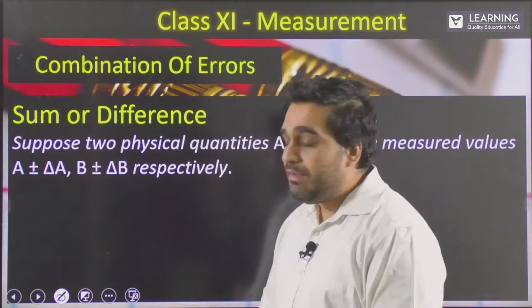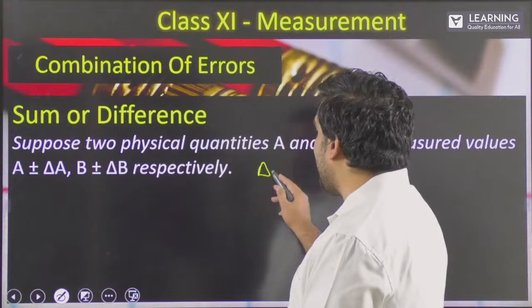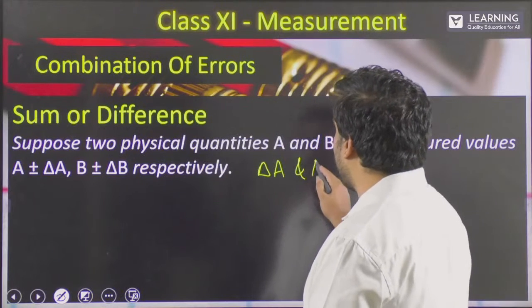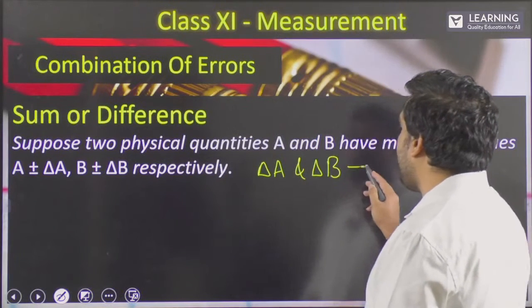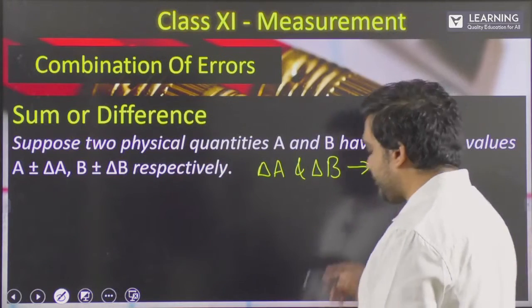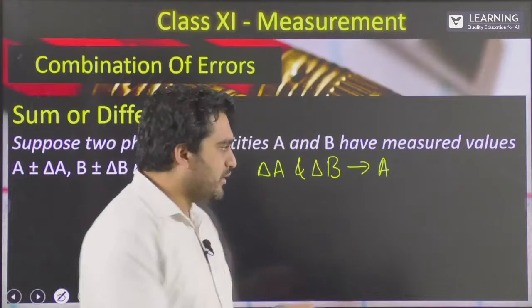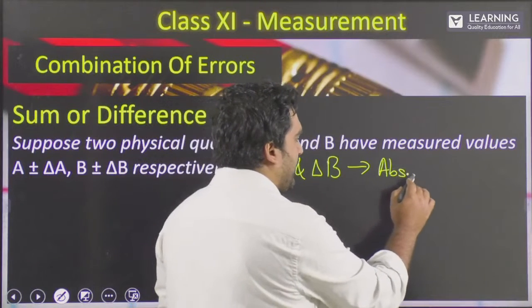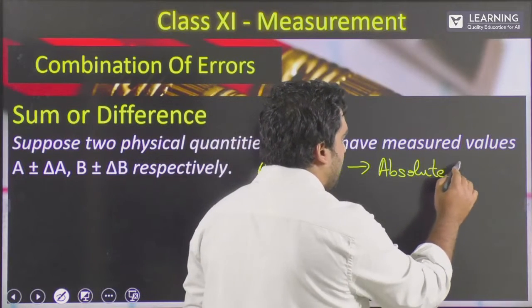So one more time, what are delta A and delta B called? Delta A and delta B are called absolute error.